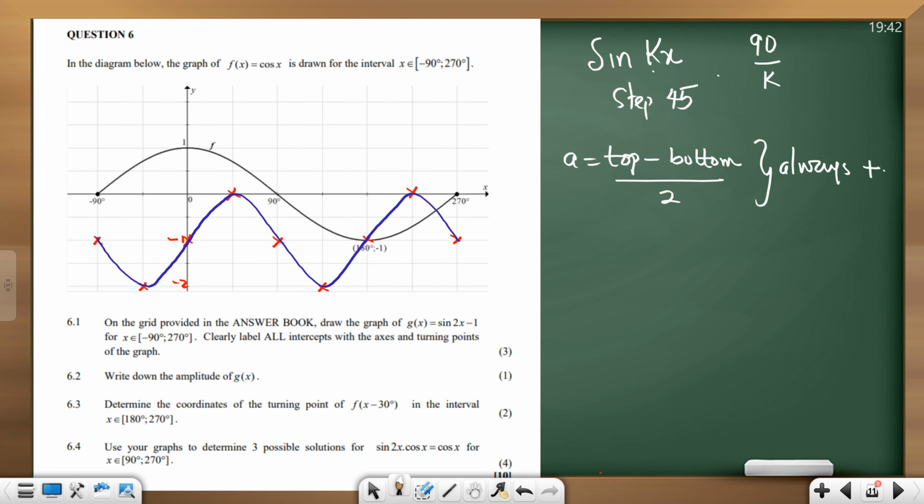All right. Which one are we looking for? G. Guys, what is the maximum? The one on top? 0. What is at the bottom? -2. All right. So what do we have? 0 minus -2 over 2, which is equal to what? 1.